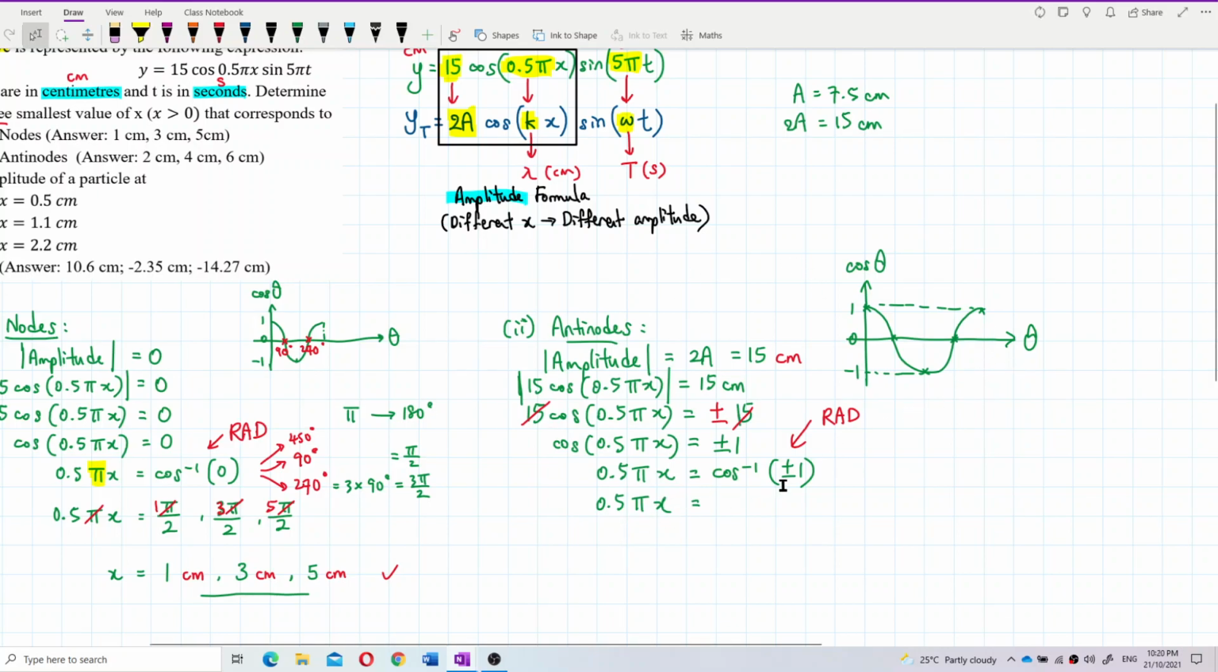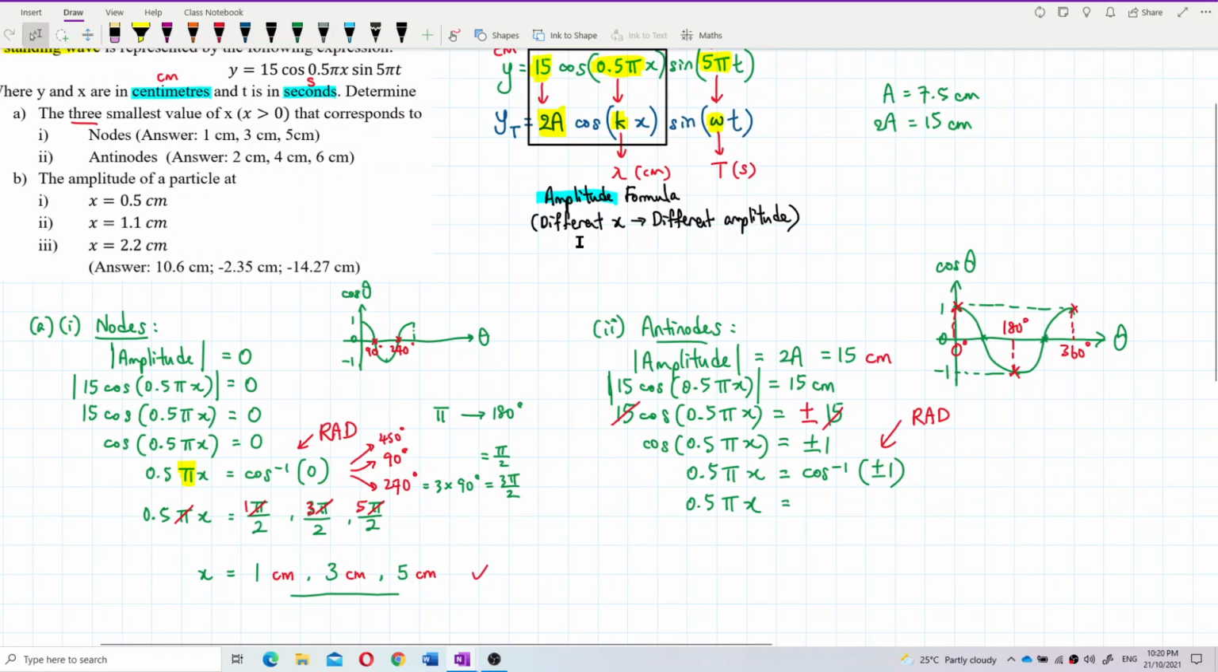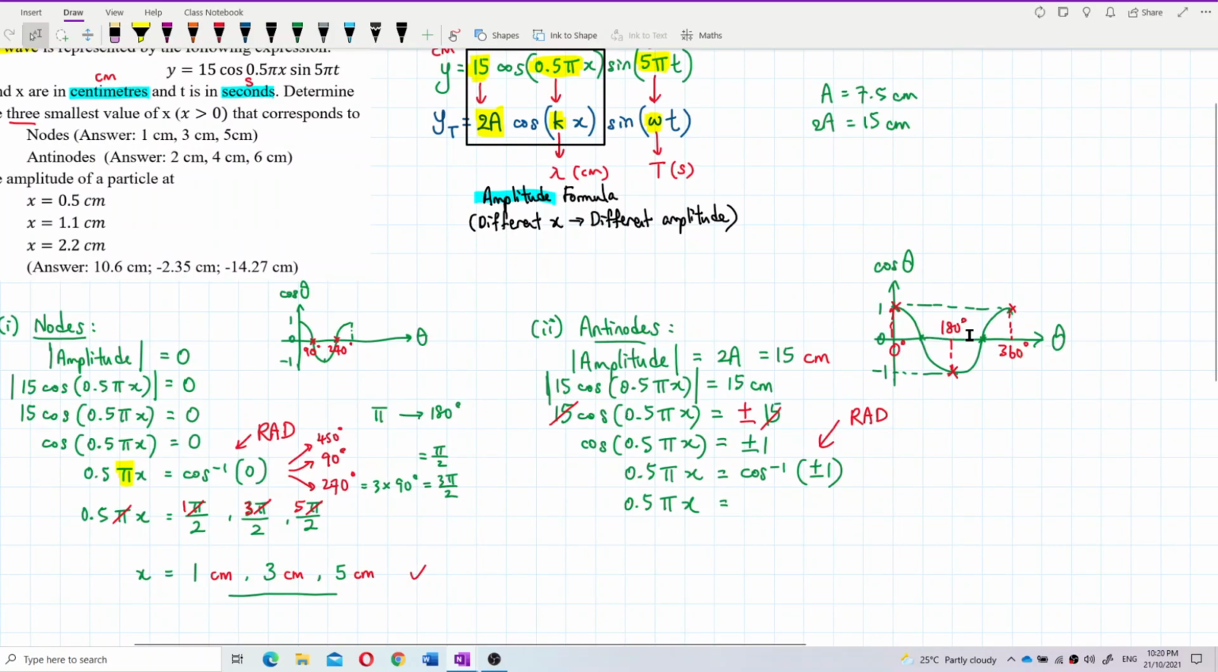So now this is the cosine graph. When do you have positive 1 and negative 1? Where is it? It's over here. Positive 1 here, positive 1 here, and negative 1 here. So what is the value here? 0 degree. Here is 180. This is 360, isn't it? So these are the first 3 positions we got already, because he wants 3 positions of x. We got the first 3 positions: 0 degree, 180, and 360.